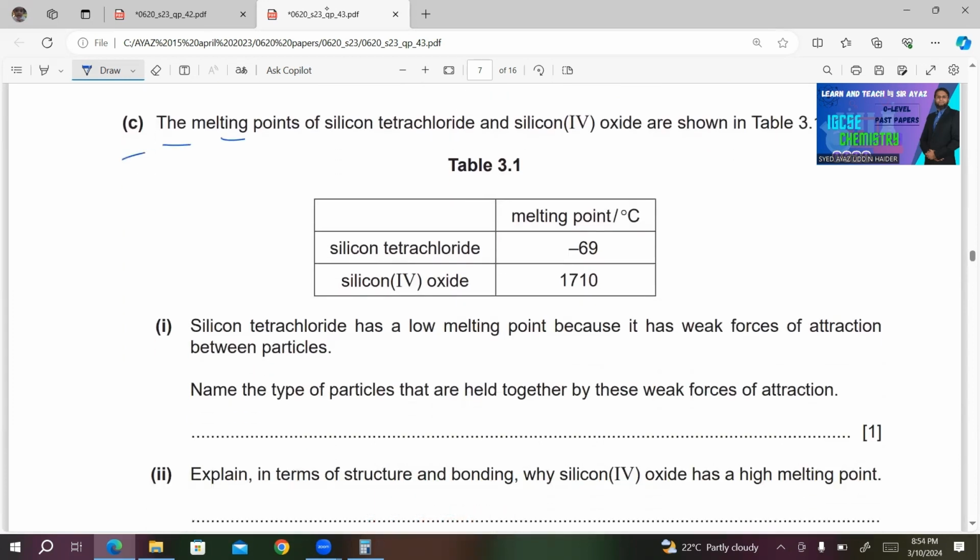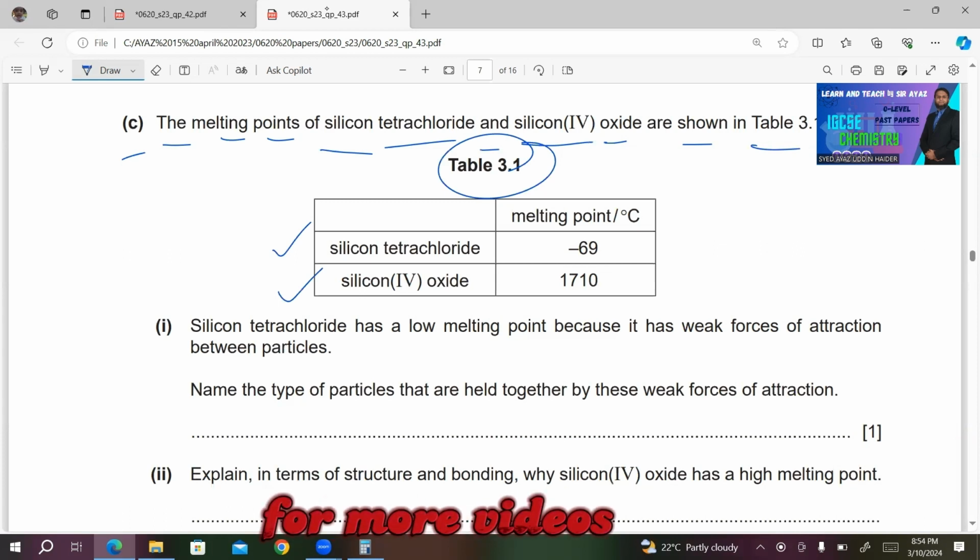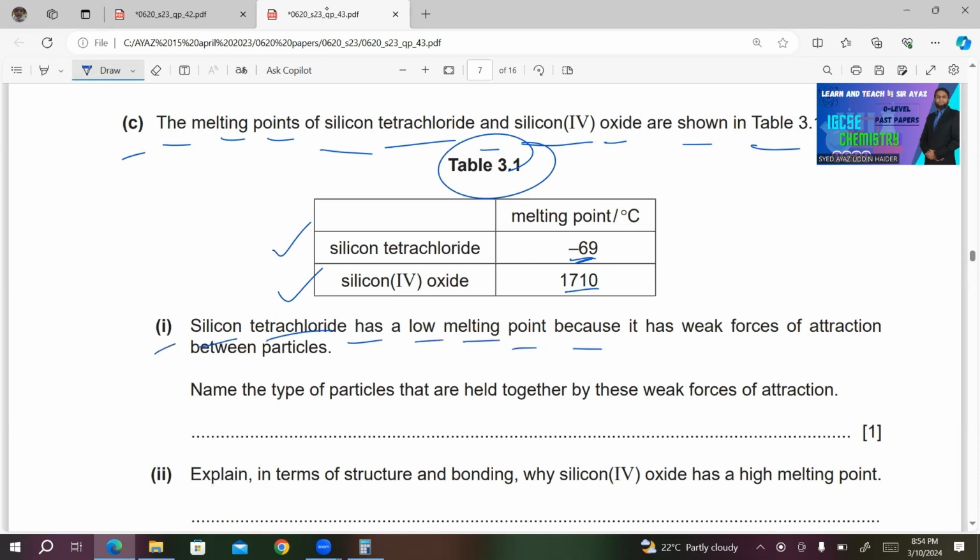C, the melting points of silicon tetrachloride and silicon 4 oxide are shown in table 3.1. So we have silicon tetrachloride and silicon 4 oxide. The melting point of silicon tetrachloride is minus 69 degrees centigrade, and silicon 4 oxide, it's 1710 degrees centigrade.